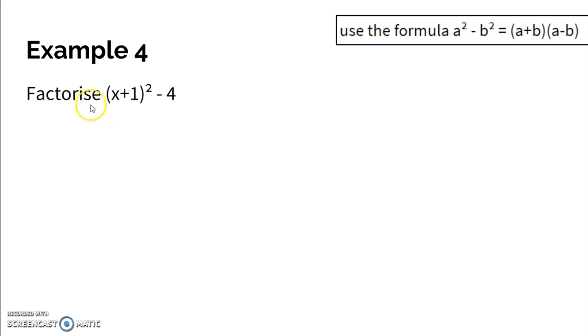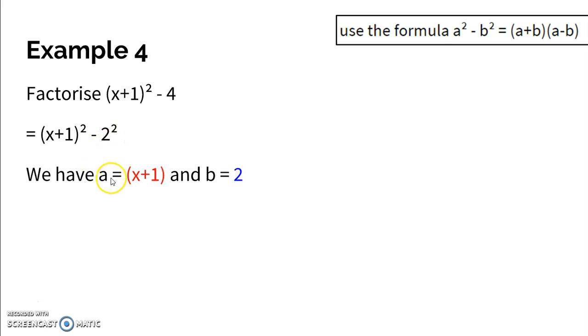Another example is, let's try factorizing x plus 1, and this is going to be squared, and take away 4. Pause the video, give it a go. Alright, welcome back. So you have x plus 1 squared minus 2 squared. So that means this is your a value, x plus 1, and your b is just the 2. Okay, so a equals bracket x plus 1, close the bracket, and b equals 2.